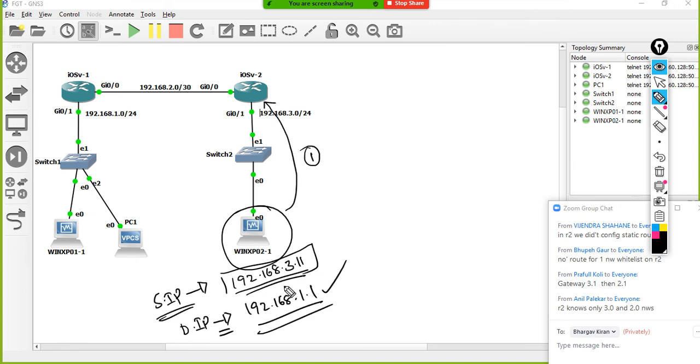it will run an ARP request. Since we have router 1 directly connected to router 2, it will send out the ARP request.